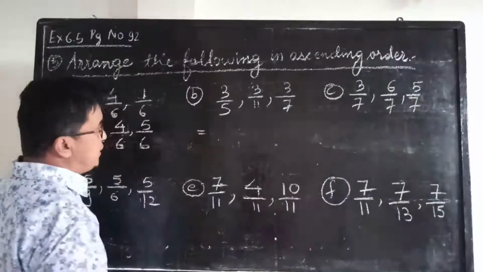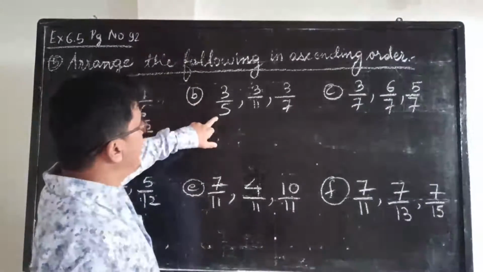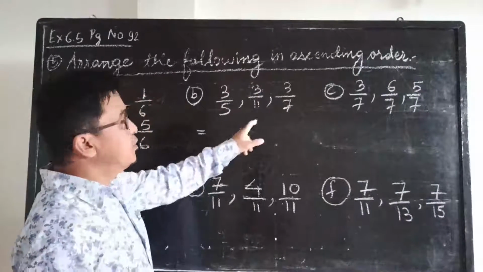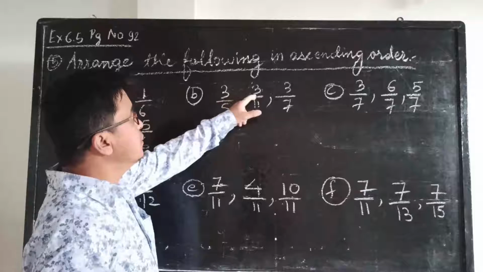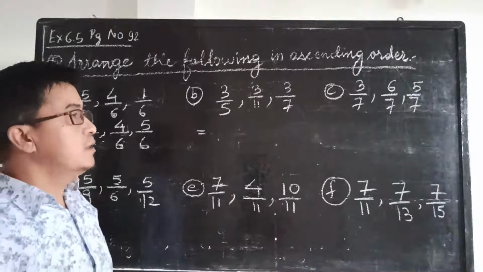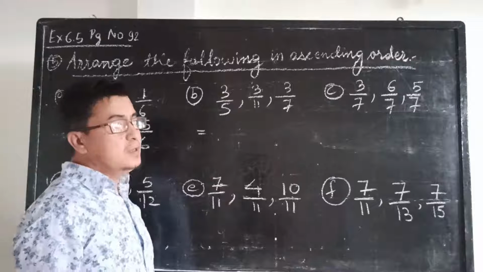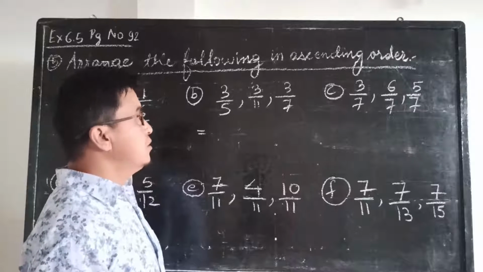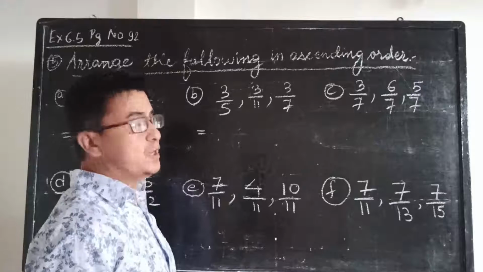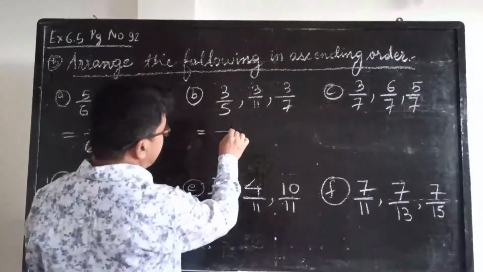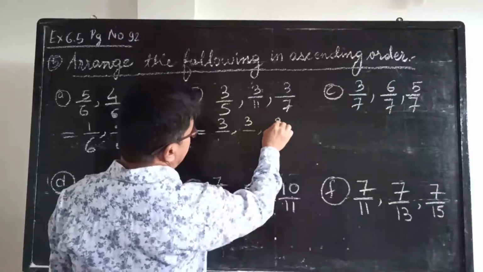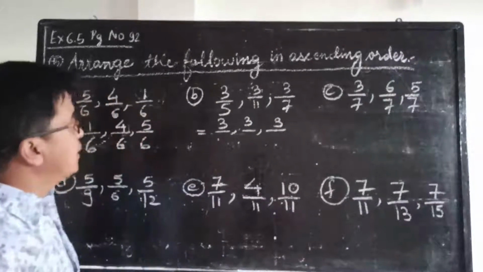Now, look at this B. 3 upon 5, 3 upon 11, 3 upon 7. Now here the denominators are different, only the numerators are same. So when the numerators are same and denominators are different, the fraction having the biggest denominator is the smallest, and the fraction having the smallest denominator is the biggest. Here all the numerators are 3. Now which fraction has got the largest denominator?